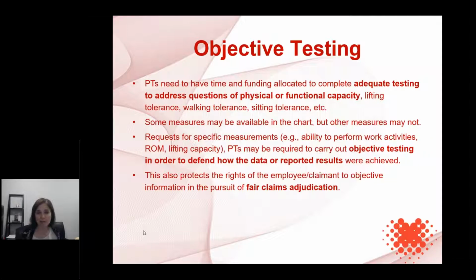And thinking about it from the patient's standpoint, it would protect the patient's right to having that objective information, especially if they were in a situation where they were in pursuit of a fair claims adjudication.